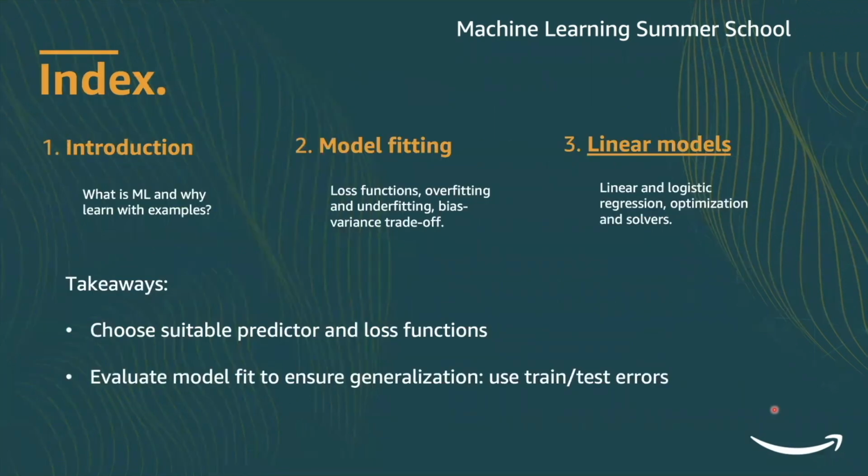Right. So the broad takeaways here is that you choose the suitable predictor and loss function, the constituents of the learning algorithm, and make sure you evaluate the model fit to ensure generalization. And you do that by tracking train and test errors.